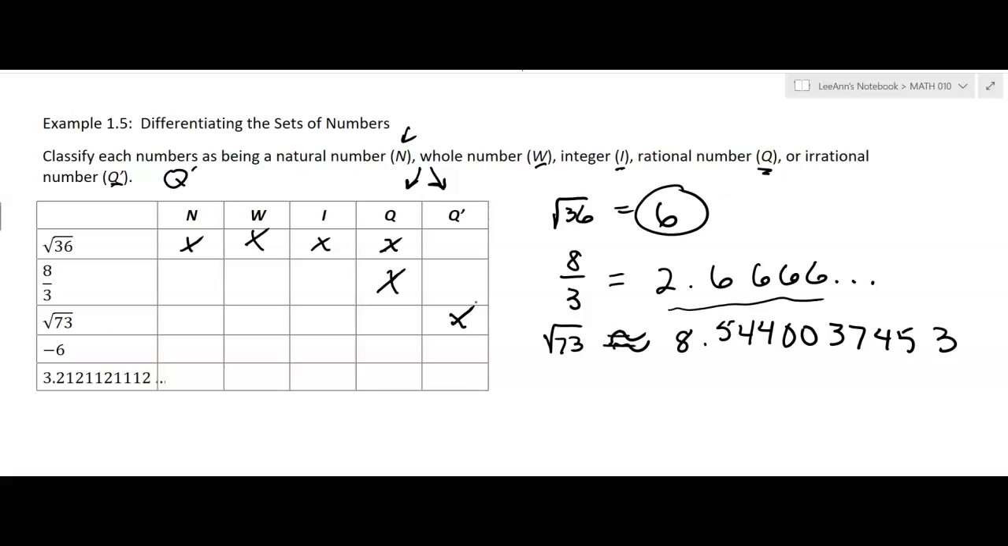Okay. The next one, -6. Now, -6, that looks pretty simplified. Is it natural? No. Is it a whole number? No. Is it an integer? Yes. And that means it's also a rational number. Therefore, it's not irrational.